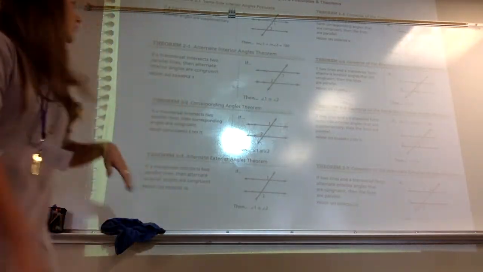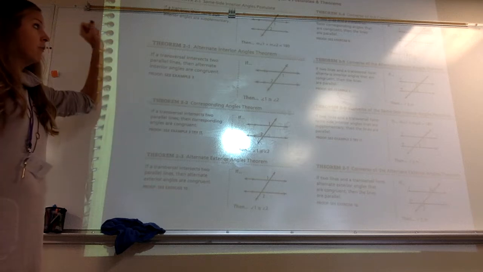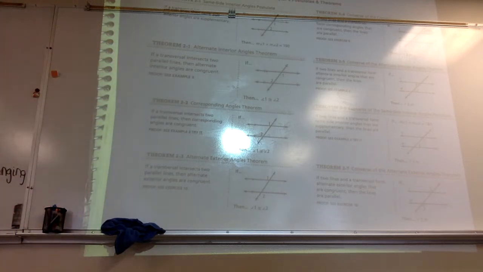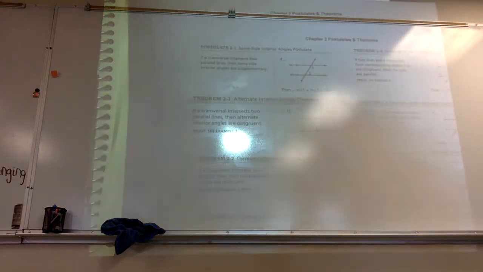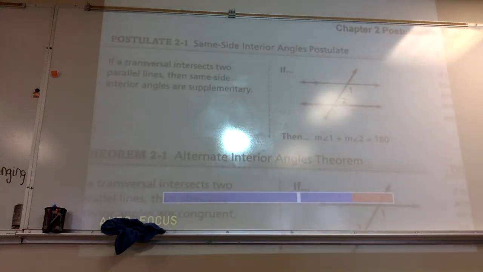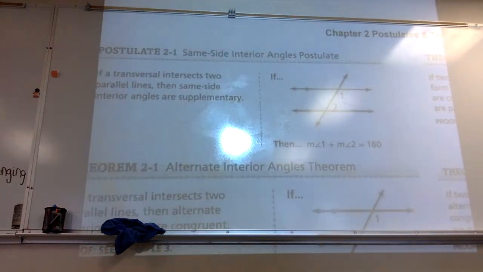All right, so the first 4 are all the ones so far that need to be highlighted. And let's take a look at how the relationships exist. So if you look at the first one, same side interior angles postulate. What I want you to do first of all is take a look at the picture.